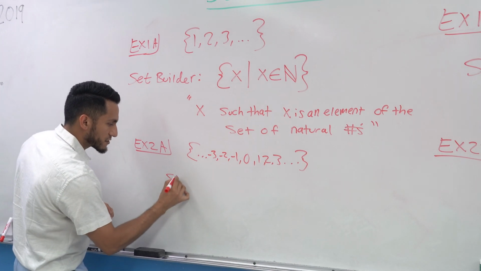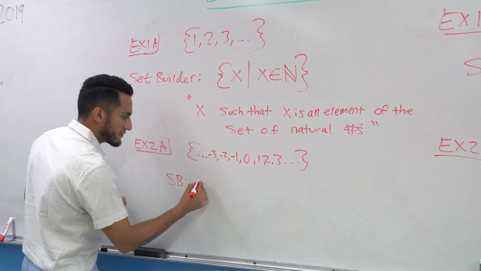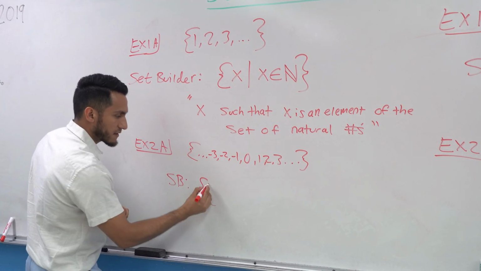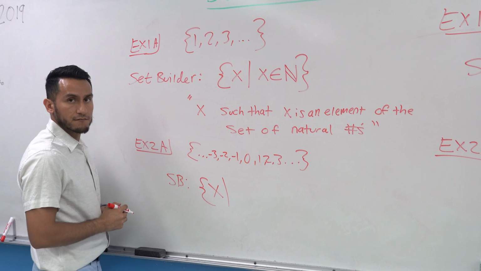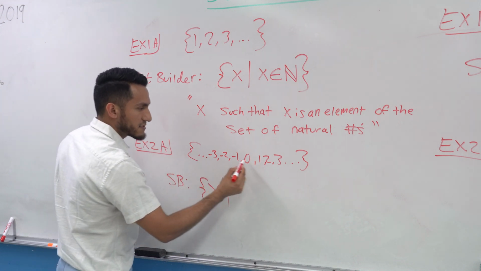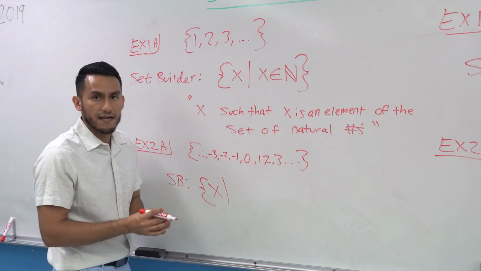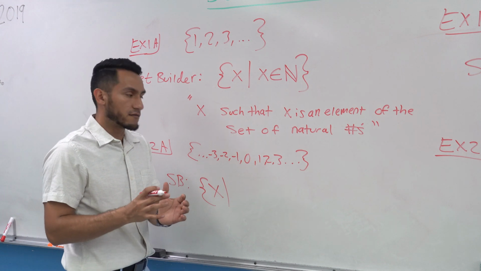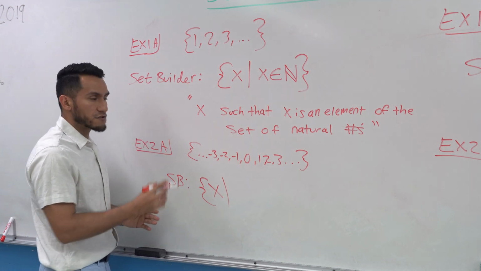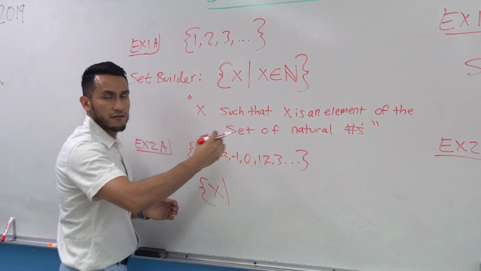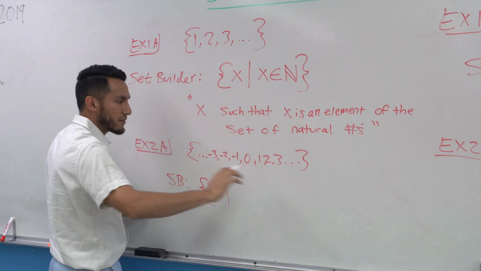Using our set builder notation, we have open brace, x such that, if we look at the elements in the set, they look exactly like the set of integers. The set of integers is the Z, and it starts with dot, dot, dot, negative 3, negative 2, negative 1, all the way to infinity, right, in the positive direction.